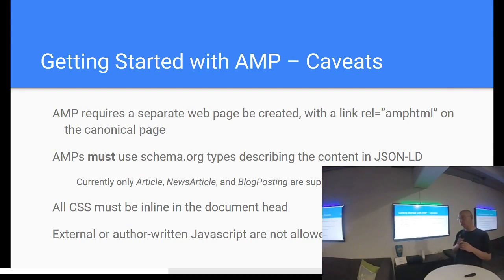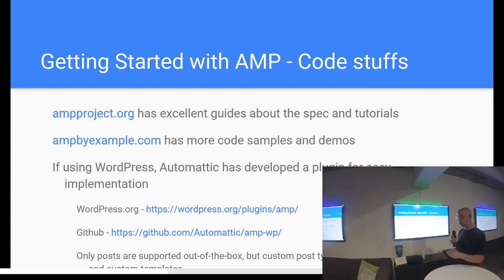So really, just to get started, I didn't have too many code examples because I didn't want to get too much in depth here, because I'm also covering something else, the Facebook Instant. But if you want to check it out, they've got some great websites. AMP Project is the main Google site that has guides and specs about the project. That's ampproject.org. If you want to see some examples, some code samples and demos, we've got ampbyexample.com.